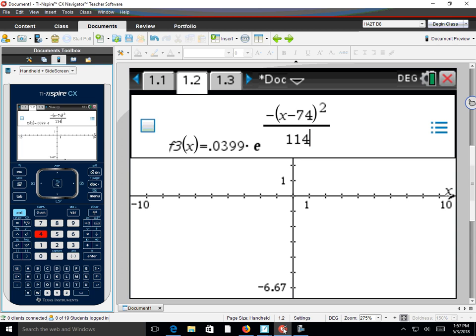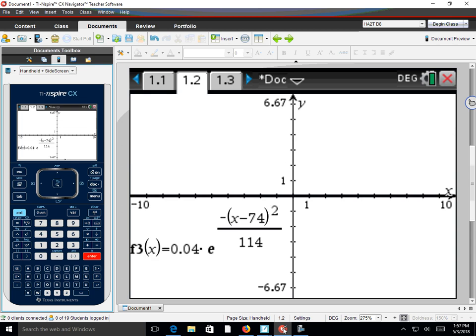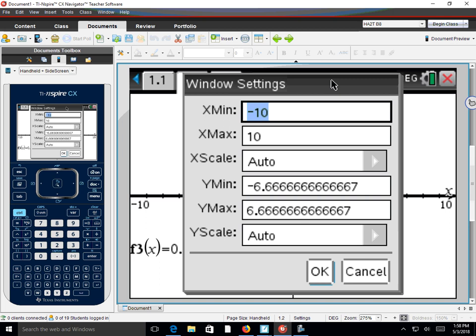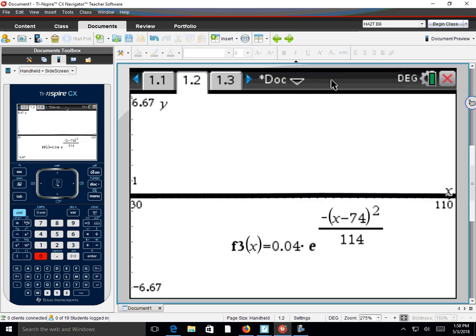Everybody else has a calculator? Yes. Okay, so since you're pushing, I have to graph it again. It sure looks like a straight line to me also, a horizontal line. But I think if we mess around with the window, let's go menu, window zoom, window settings. They did tell us that the x is supposed to be between 30 and 110. Is that correct? So let's make x minimum 30, x maximum 110. Still looking like a horizontal line.